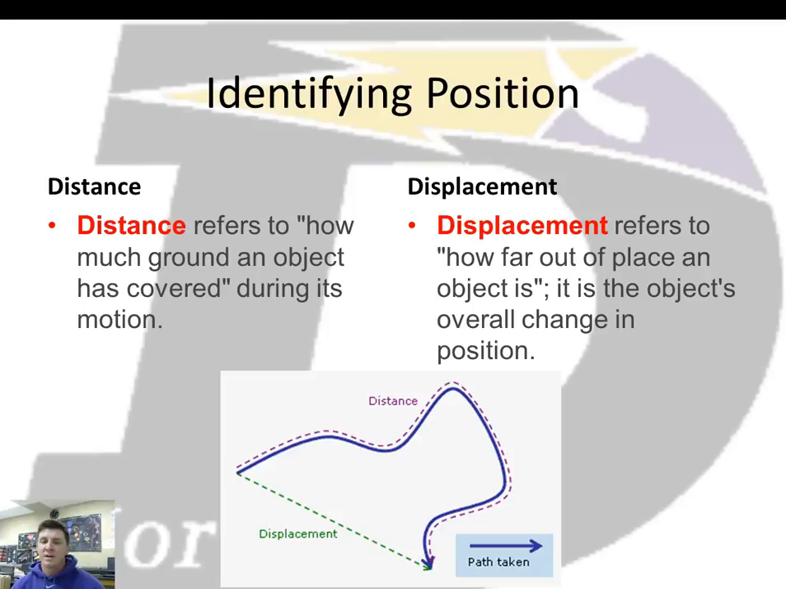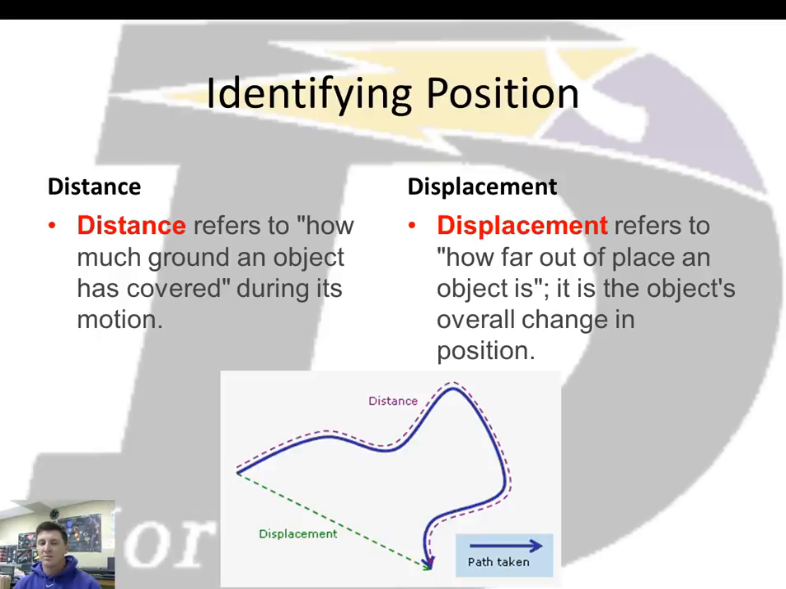Now, when we're identifying position, we have to know a few different terms moving forward. The first term is distance. Distance refers to how much ground an object has covered during its motion. So if we look at this picture down here, distance is represented by the purple line. If this is point A right here, and this is point B, from point A to point B, the distance traveled in purple is the path that was taken to get from point A to point B.